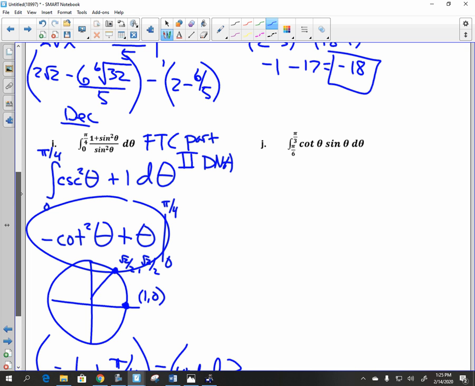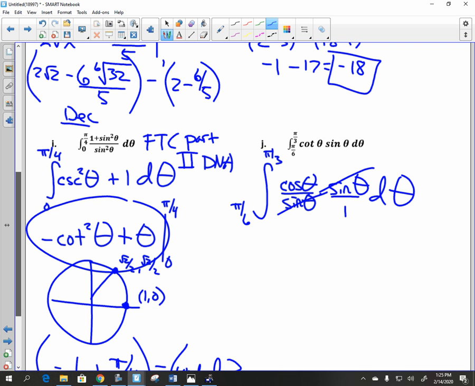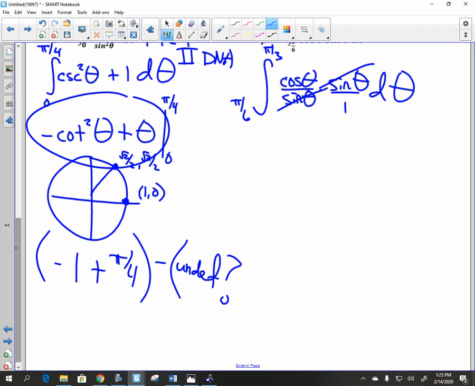What would you do for the last one? I like that idea. We're going to go with Maya's idea. We got pi over 3, pi over 6. And we're going to change cotangent to what? Cosine of theta over sine of theta times sine of theta over 1 d theta. What happens? They cancel. So what's the antiderivative of cosine? Sine of theta. Is it positive sine or is it negative sine?